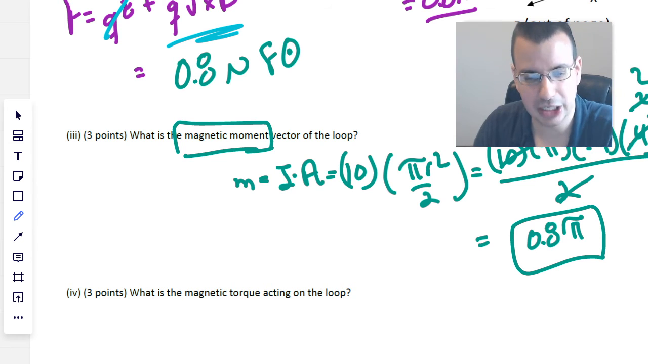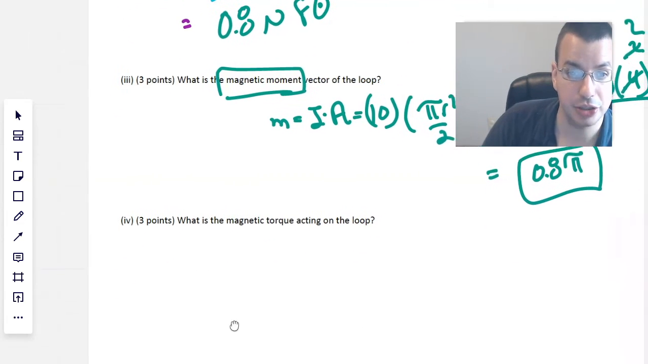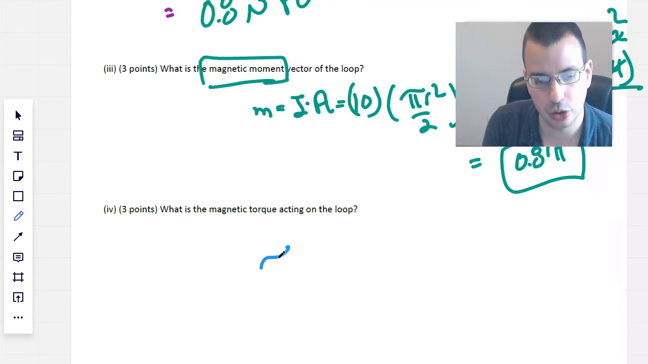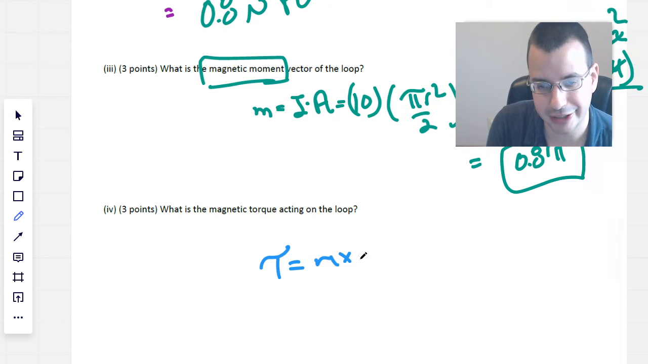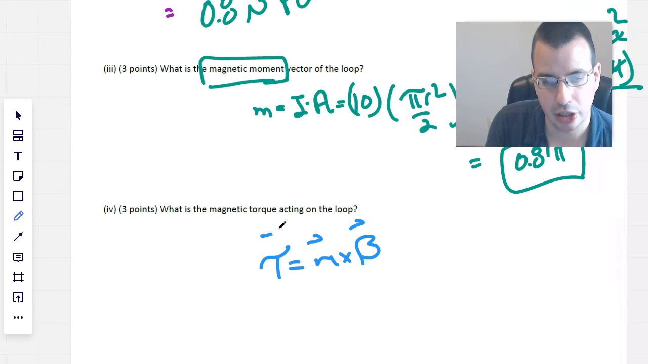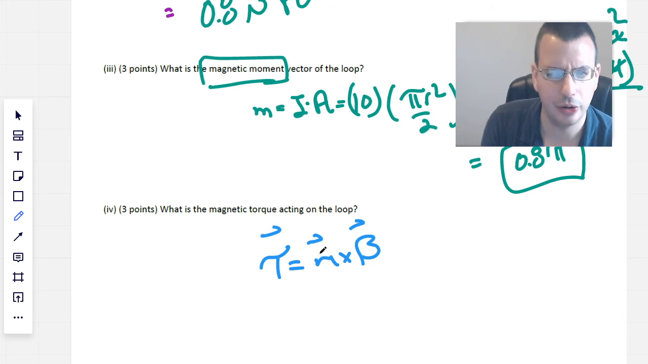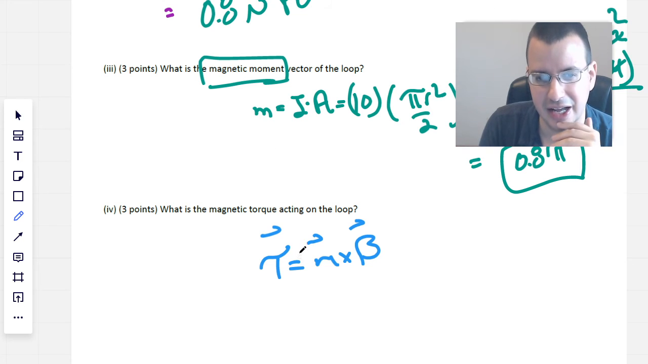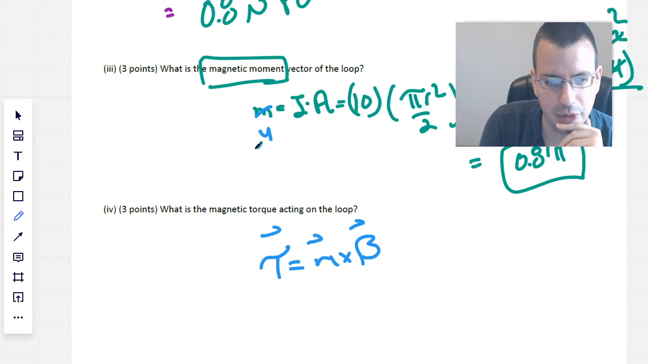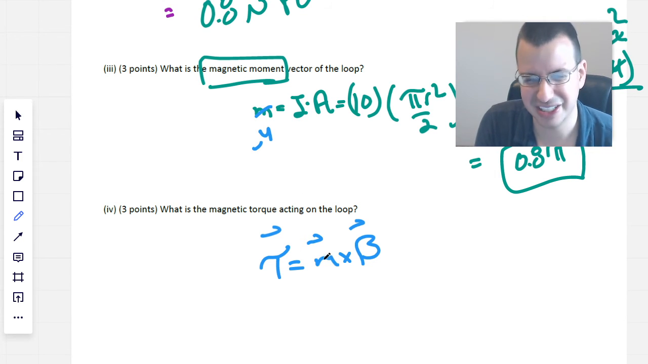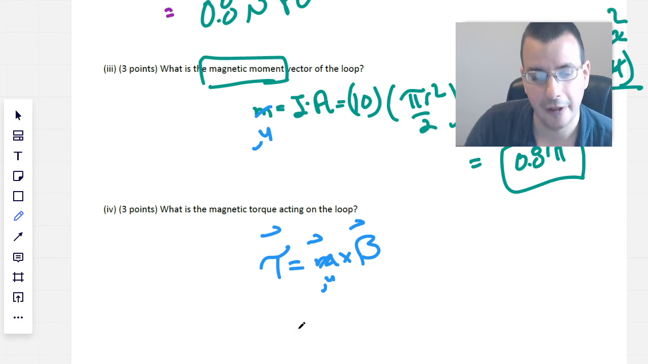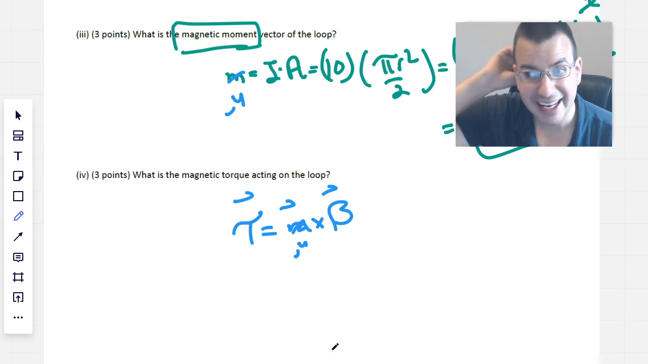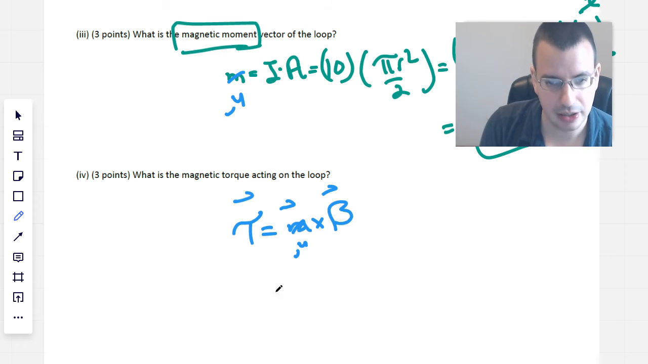What is the magnetic torque acting on the loop? Okay, so this is where the magnetic moment comes in handy. Torque equals M cross B, where this M is the magnetic moment. I know, it looks kind of like the mass, and that can become really confusing. Maybe we can call this mu, but then it kind of looks like friction. I know, we're running out of letters here. So we have torque equals magnetic moment cross B.